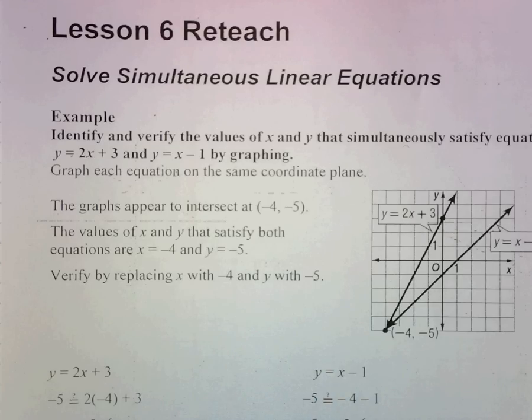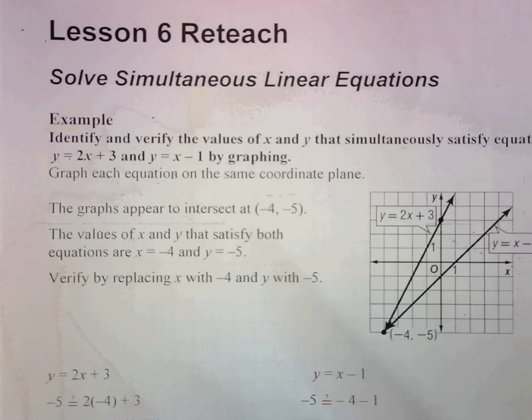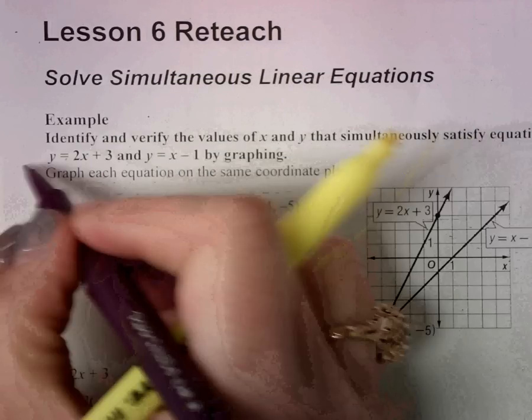Okay, so we've already learned how to identify the point of intersection of a system, and we've talked about how the point of intersection is the solution. And so what we're going to talk about now is what happens if I give you a system, such as here.